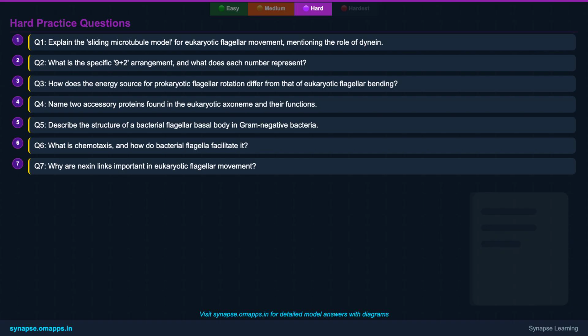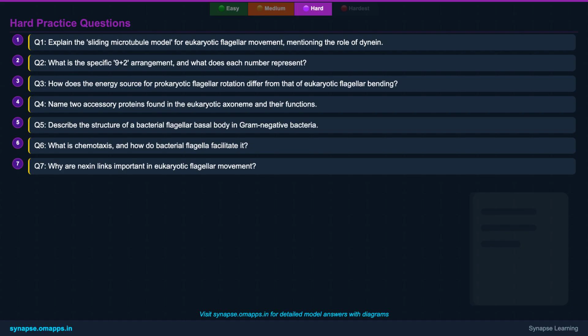Question 4. Name 2 accessory proteins found in the eukaryotic axoneme and their functions. Question 5. Describe the structure of a bacterial flagellar basal body in gram-negative bacteria. Question 6. What is chemotaxis and how do bacterial flagella facilitate it? And question 7. Why are nexin links important in eukaryotic flagella movement?